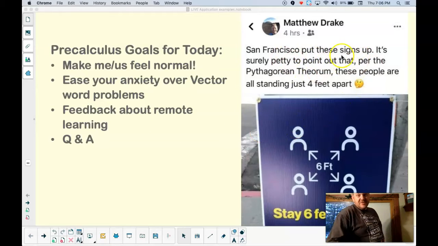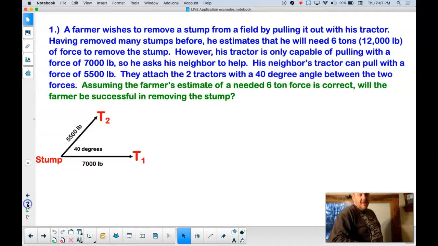San Francisco put up these signs. We found this on, I think it was on Facebook. It's pretty easy to point out that by Pythagorean theorem, if they're 6 foot in the diagonals, that they're really only 4 feet apart, because it's 6 feet divided by the square root of 2 gets you 4.1 feet apart. So that was a little math in the real world that people need to know about.